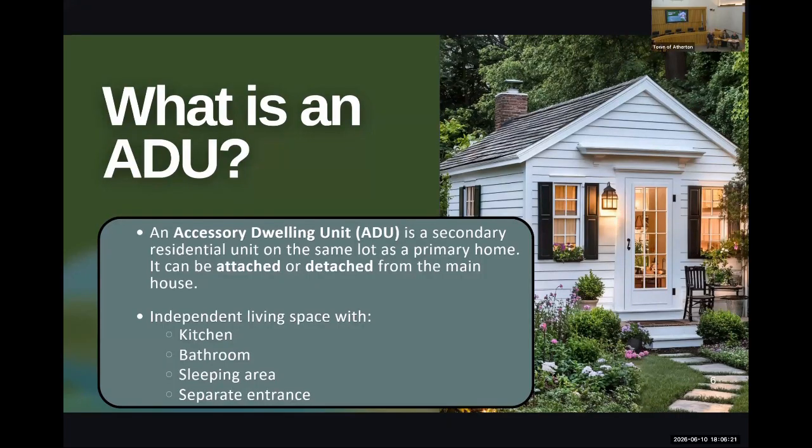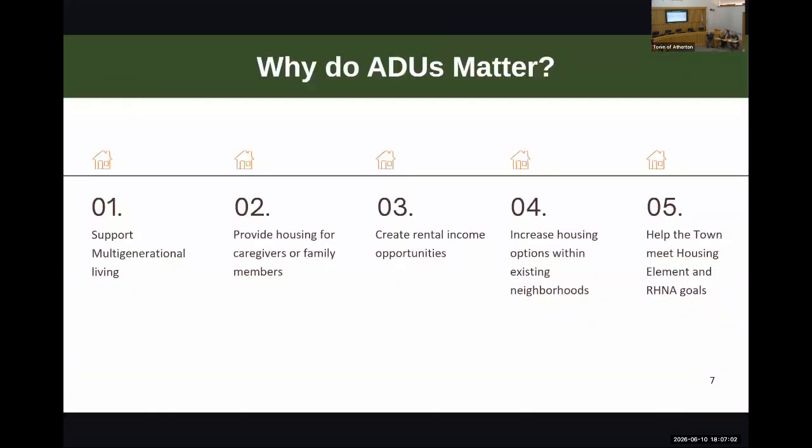Thank you, Tom. So I'm Jerry, assistant planner with the town. And Tom already touched on this a bit, but what is an ADU? It's a secondary residential unit on the same lot as a primary home. It can be attached or detached from the main house. What makes an ADU is that it can function as its own independent unit. So it requires its own kitchen, a bathroom, a sleeping area, and a separate entrance. If it's attached to the home, it can share an entrance with the house internally, but it needs its own separate entrance and it gets its own address. So it's intended as a way to provide housing on the same lot, but keep that level of separation. Next slide, please.